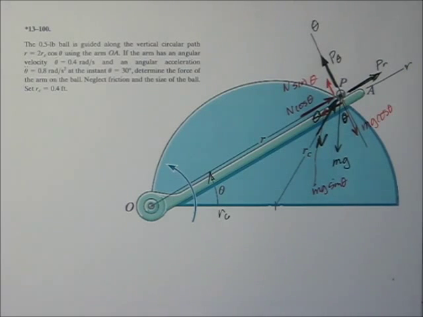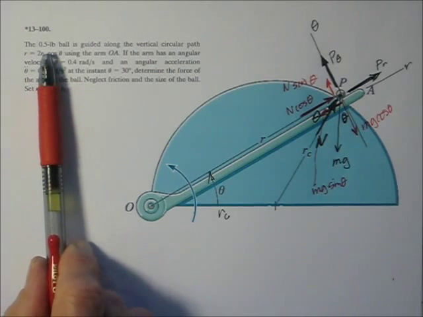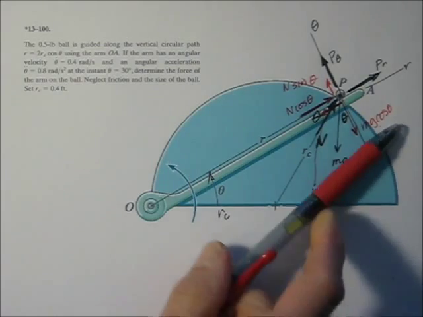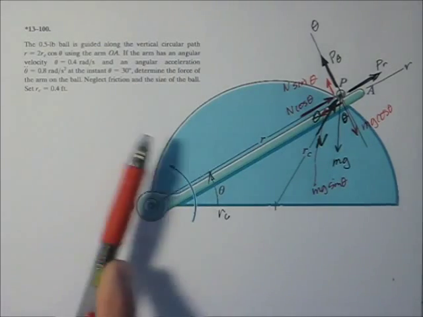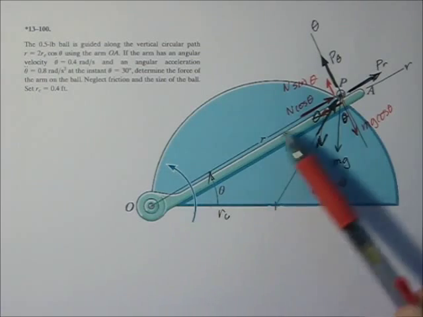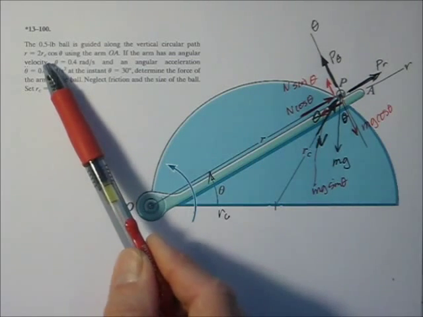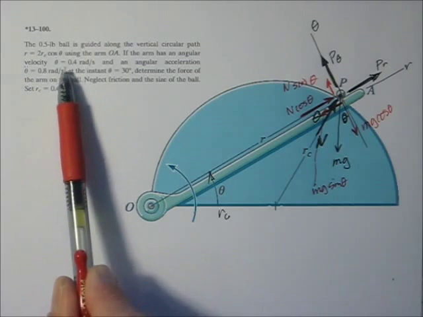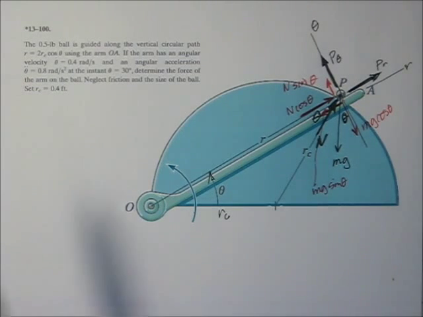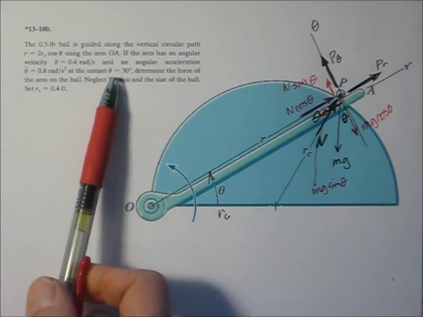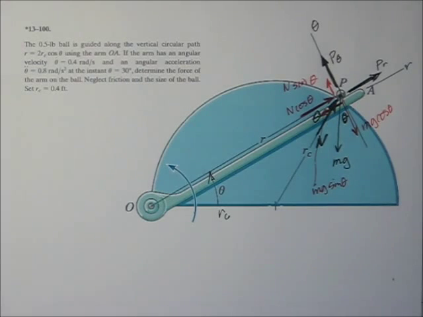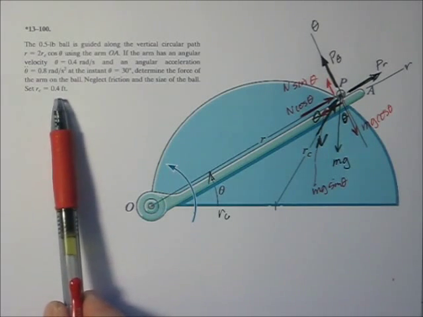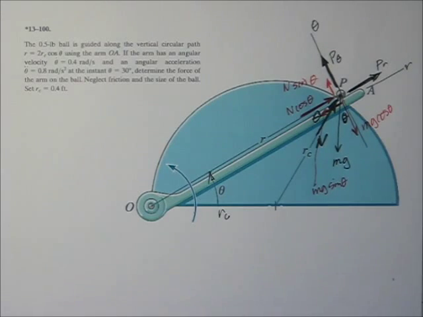Let's look at the description of the problem and try to figure out what's going on. It says that the ball weighs half a pound, 0.5 pounds. It's guided on the circular vertical path. It says this distance r here, this total distance, is 2r cosine of theta. We've got an angular velocity theta dot of 0.4 and an angular acceleration theta double dot of 0.8. And at the instant theta equals 30 degrees, we're looking for those forces. Okay, and it also says the radius of the circle is 0.4. All right, so let's write all those things down.